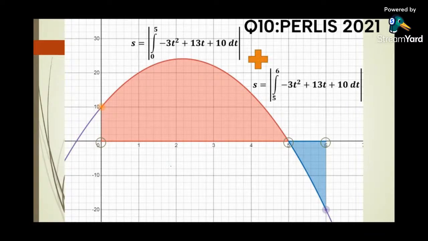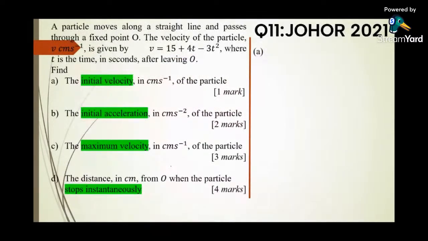Okay, and this is the last one. So function given is V. Apa yang beza dengan yang ni? Kita ada 2 initial. Satu initial velocity, satu lagi initial acceleration. Yang A 1 mark. So very straightforward. Terus dapat 15.